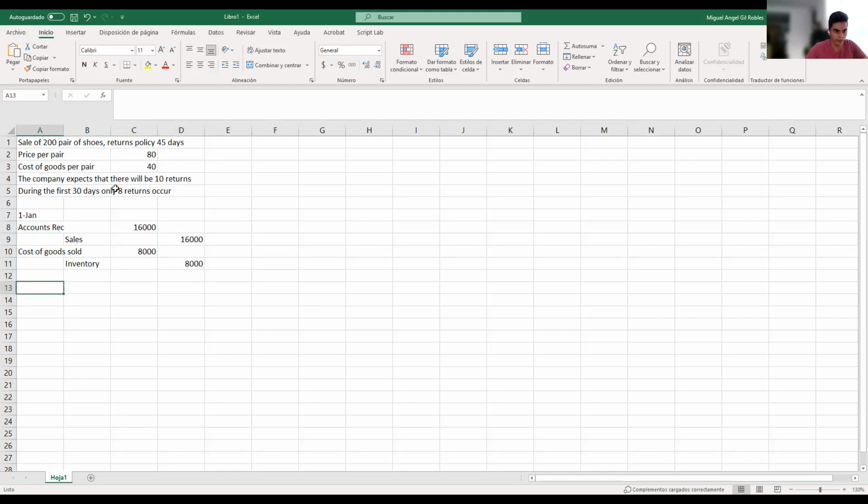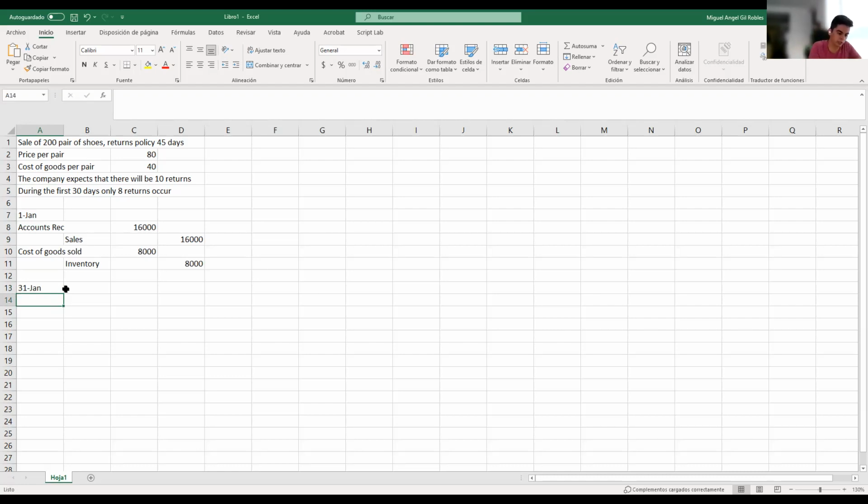So during the first days, we shouldn't really do anything. We shouldn't care that much about the returns until the returns happen. And here it says that during the first 30 days, let's assume the returns happen. Let's make it easier: on the last day of January, 8 returns occur. So we need to account for those returns.